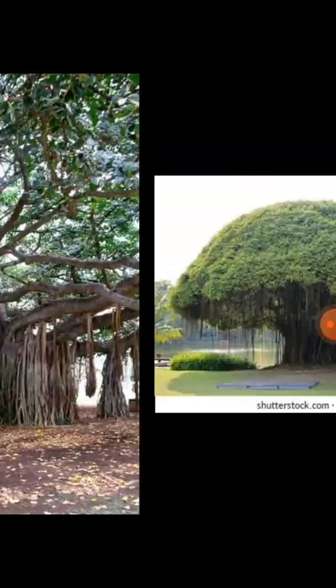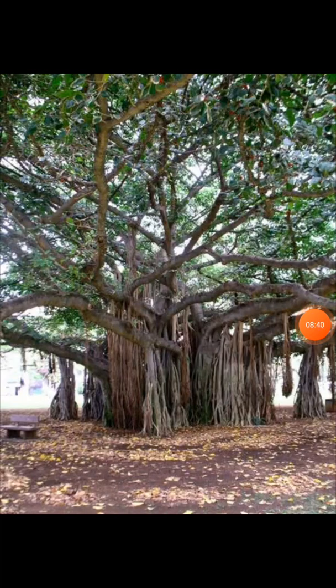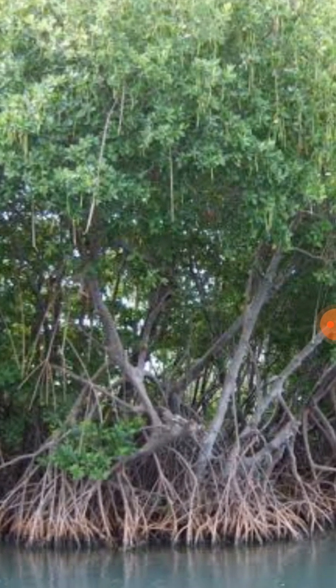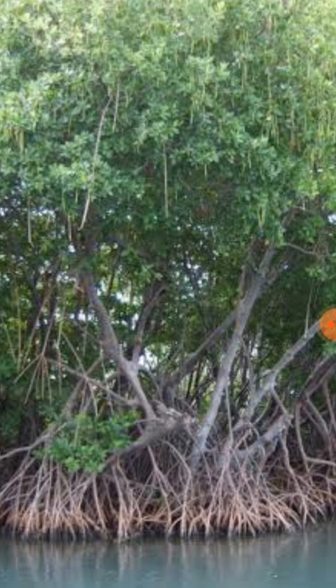That is banyan tree and mangrove tree. The roots are hanging from the branches and they support the trees. This is banyan tree here in front, and this is mangrove tree. So the roots that are hanging from the branch of the tree, they are called as aerial roots.